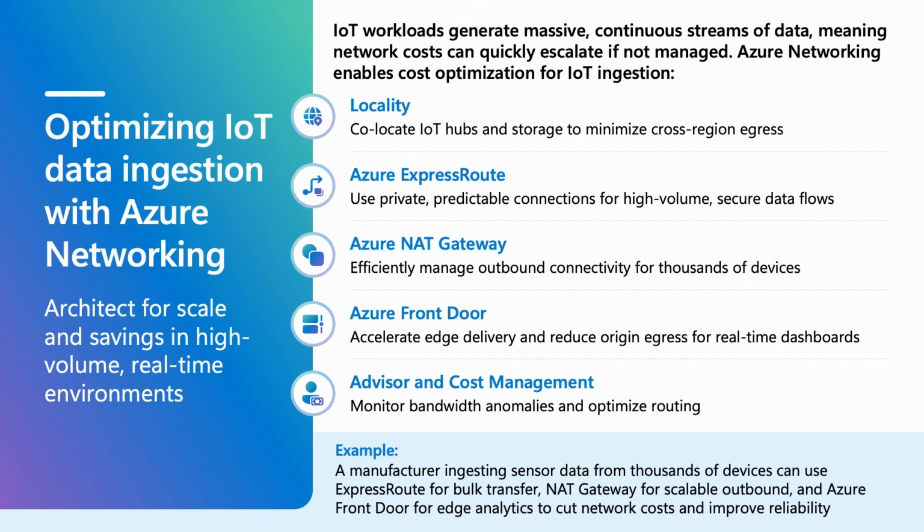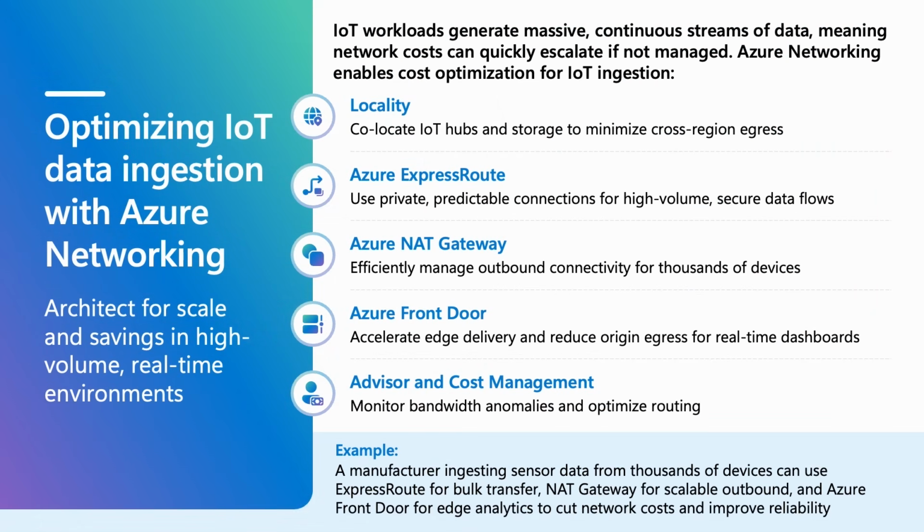Accelerate edge analytics with Azure Front Door, which enables real-time dashboards and edge delivery, reducing origin egress and improving reliability for your applications. By caching and processing data at the edge, you can cut network costs and deliver faster insights. Monitor and optimize with Azure Advisor and Cost Management. Use these tools to track bandwidth anomalies, optimize routing, and identify opportunities to further reduce costs. Azure Networking empowers you to build cost-effective, reliable solutions for high-volume IoT environments.